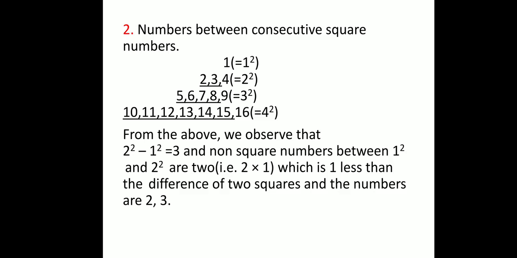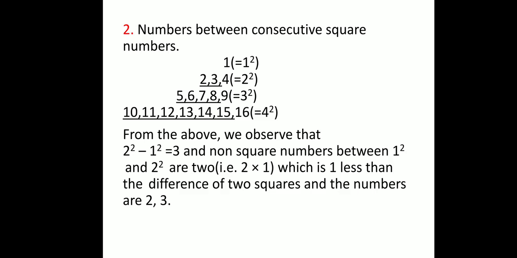So, between 2 square and 1 square, 2 and 3 are the non-square numbers, or natural numbers which are lying between the square of 2 and 1. Likewise, between 3 square and 2 square, 5, 6, 7 and 8 are the numbers which lie between 3 square and 2 square. Similarly, between 4 square and 3 square, 10, 11, 12, 13, 14, 15. All these are the natural numbers which lie between two consecutive square numbers.